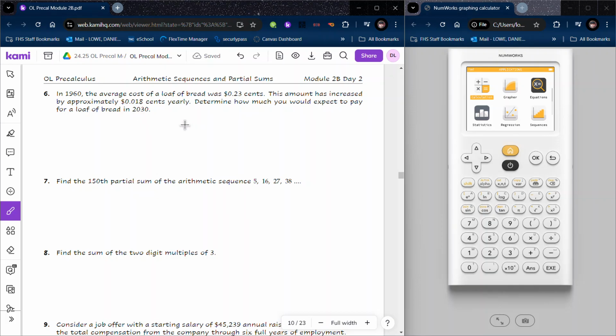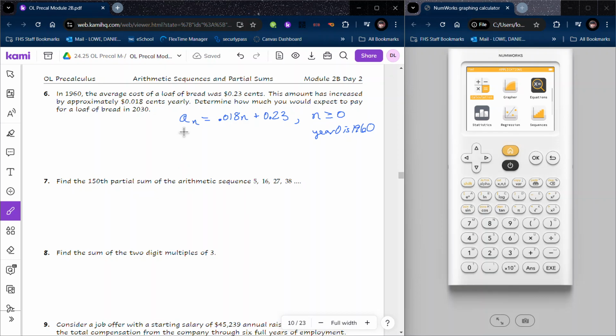Well, let's set up a relationship. I can say that the nth term of my sequence, if I'm going to add about 2 cents each year, is going to be given by 0.018n plus 0.23, where n is greater than or equal to 0. That way, year 0 is 1960.